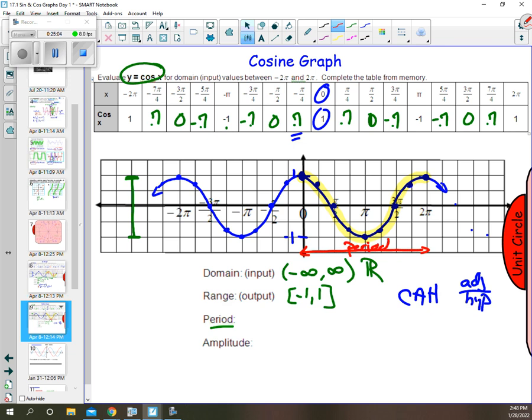So how long is that? Well, it started at 0 and it ended at 2 pi. So it has the same period as what sine did. And here's another one. So that's a second period for that function. It's kind of nice to have that drawn in on your graph so you can have that picture in your head.